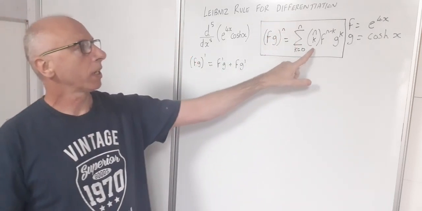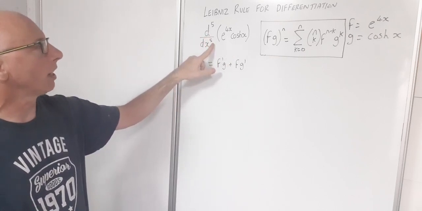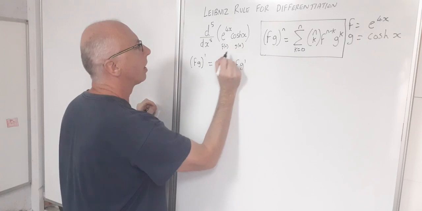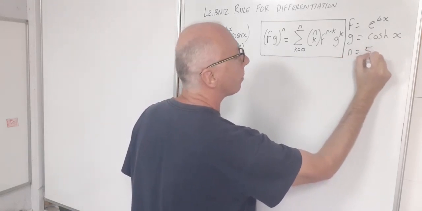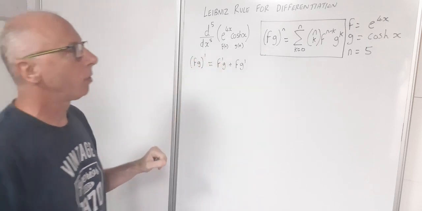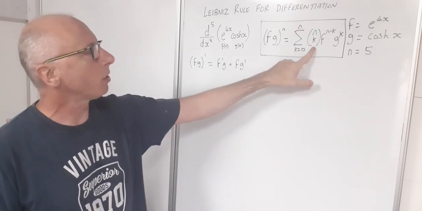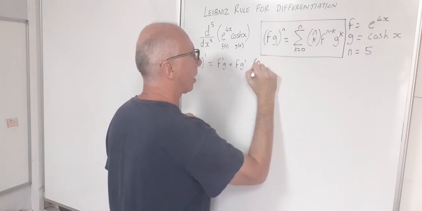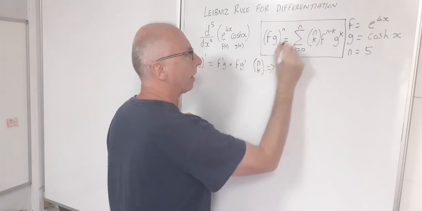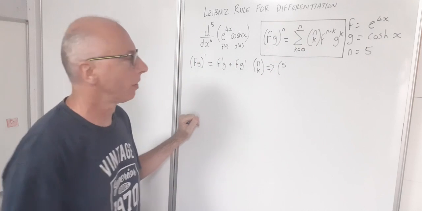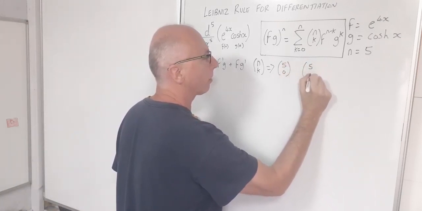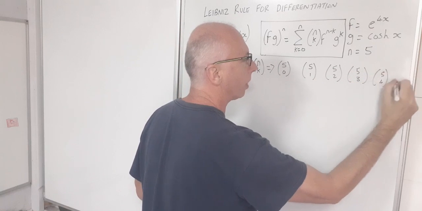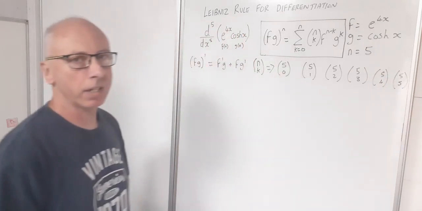Okay, now n choose k. Now here, our question here, we've got the fifth derivative of this function. So we've worked out what f is and what g is. So this is f of x, this is g of x, and here I've got n equals 5. Okay, so now let's work out what our binomial coefficients are. So we do these bits one at a time. So let's work out this bit first. So we've got n choose k. So that sends me to n is 5, and I go from 0 to 5. So 5 choose 0, I need 5 choose 1, 5 choose 2, 5 choose 3, 5 choose 4, and 5 choose 5. So they're all the values that I need.